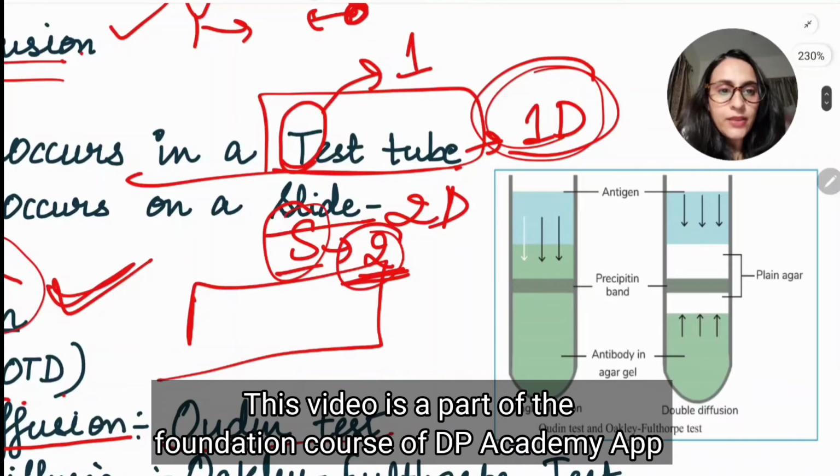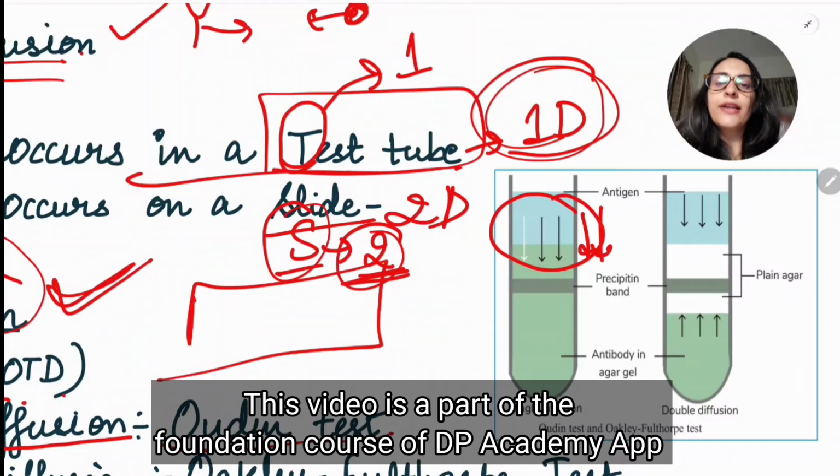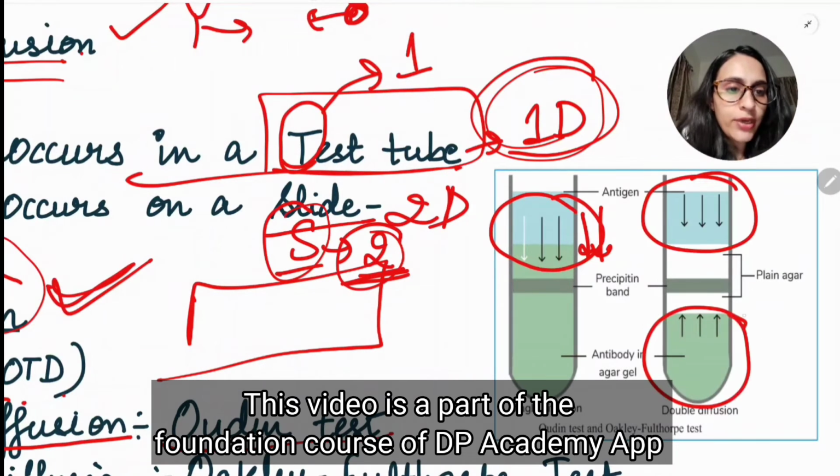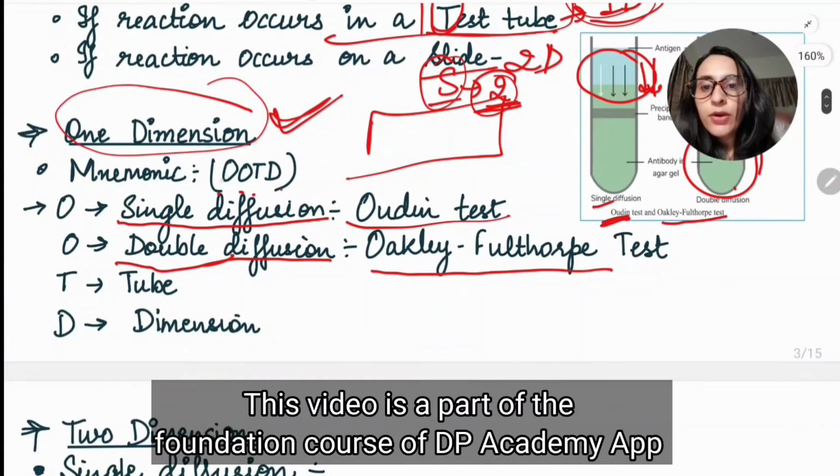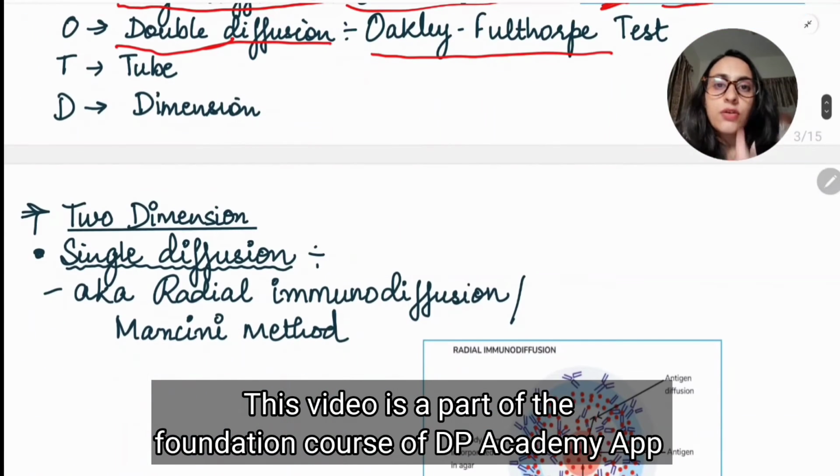In the Oudin test, if you see in this, only the antigen moves. You can see this is the antigen and there is only movement of antigen. Single diffusion, I told you, remember antigen moves. And when antigen and antibody both move, then it is known as double diffusion. So the single diffusion example is the Oudin test and the double diffusion example is the Ouchterlony test. So you can remember O for Oudin test, O for Ouchterlony test, and these are the single diffusion and double diffusion. T is our tube and D is dimension. So this is OOTD, one dimension.